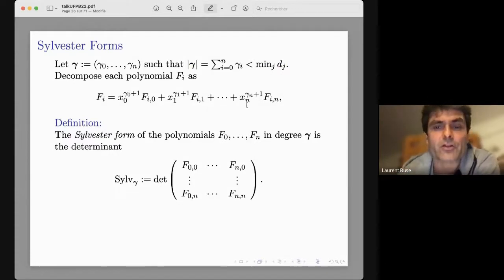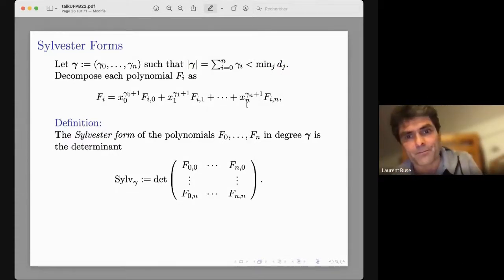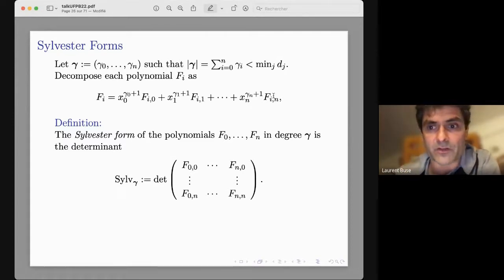Once you make such choices of decomposition for all Fi, you can build a matrix, a square matrix, because you have n plus 1 equations Fi, and here you have n plus 1 monomials. So you can build a matrix where you put, for instance, in the first column the decomposition of F0, in the second column the decomposition of F1, and in the last column the decomposition of Fn. You take the determinant and you call this the Sylvester form in degree gamma. So the Sylvester form of degree gamma is just the determinant of the coefficients of this decomposition.